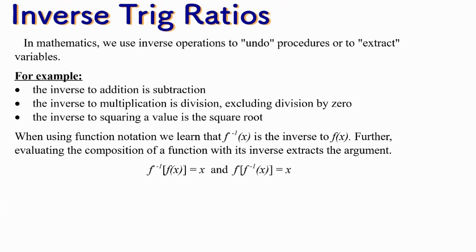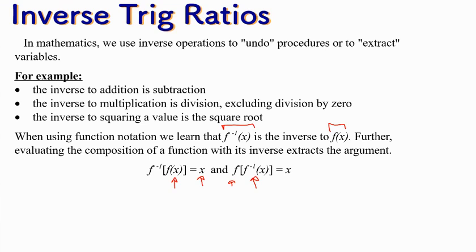And in mathematics, the notation for inverse of functions is a function with a negative 1 in the superscript. So we would read this as f inverse of x, and it is the inverse to the function f of x. If we compose a function with its inverse, that means if you put the function inside of the inverse function, you will get out the argument, or x. You can also put the inverse function inside of the f of x function. Again, you will get the same result. You will extract the variable x.